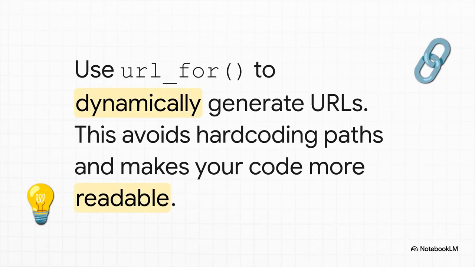Now here's a little trick that's going to save you a massive headache down the road. It's tempting to just type out the path to your style sheet, right? But don't. Use Flask's built-in url_for function instead. Why? Because it generates the URL for you, so if you ever need to move things around or change your setup, you change it in one place, and you don't have to go digging through all your templates to fix broken links. Trust me, it is an absolute lifesaver.